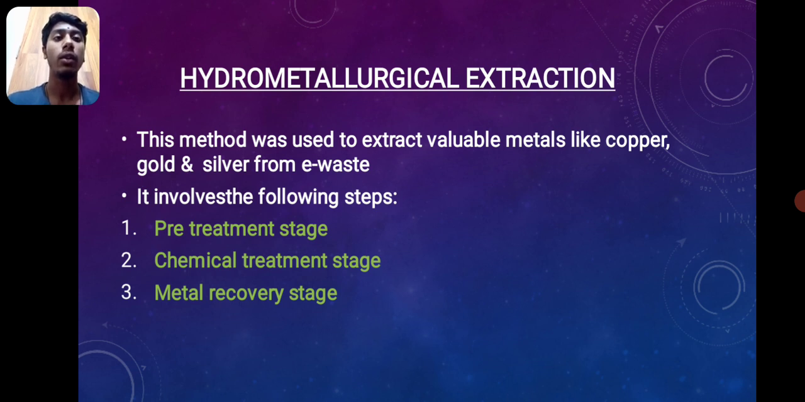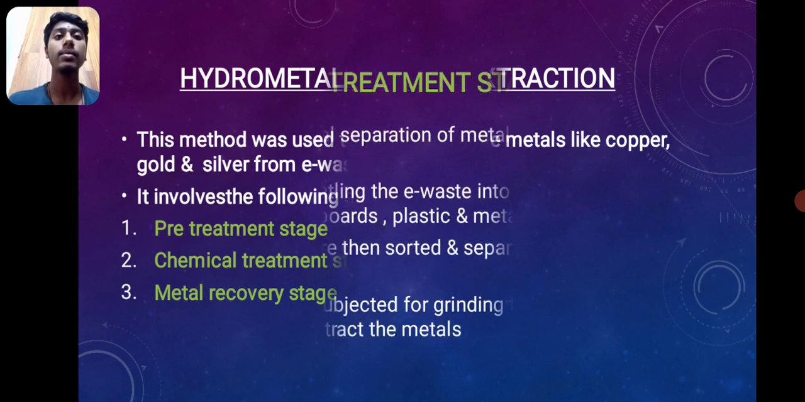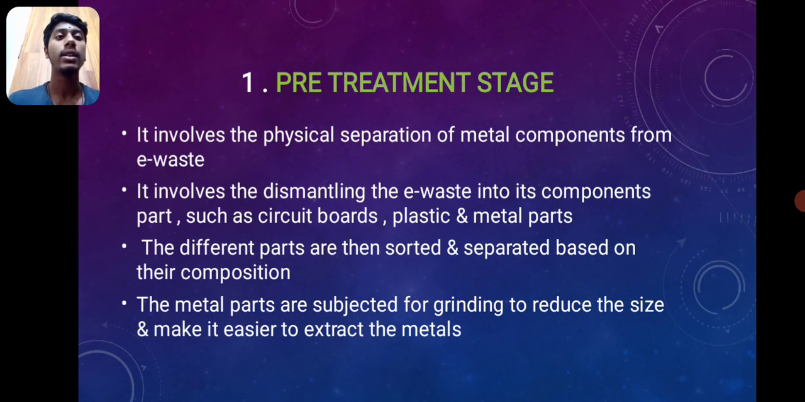It involves the following steps. First is the pre-treatment stage, second the chemical treatment stage, and third the metal recovery stage. Let us discuss the steps one by one. The first, the pre-treatment stage, involves a physical separation of metal components from the electronic waste.